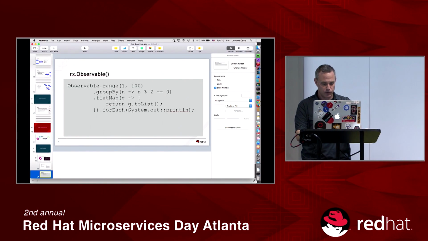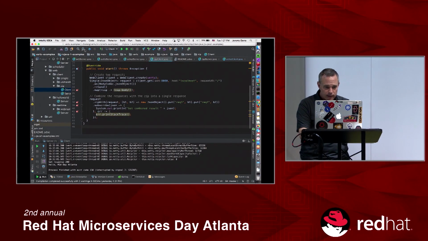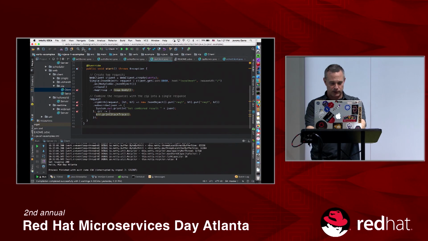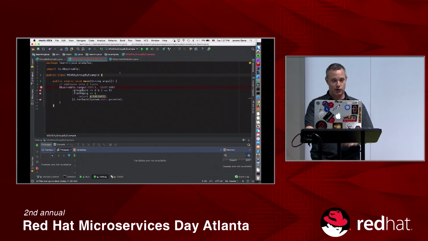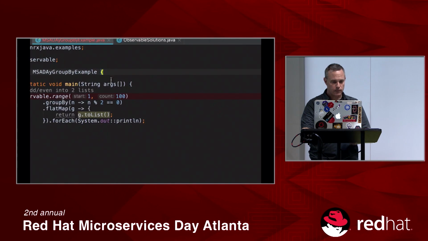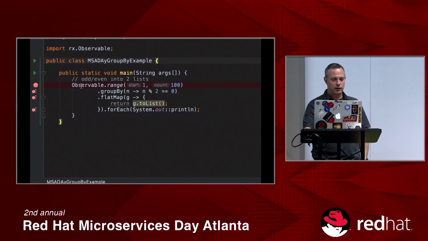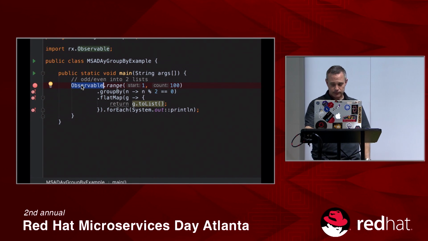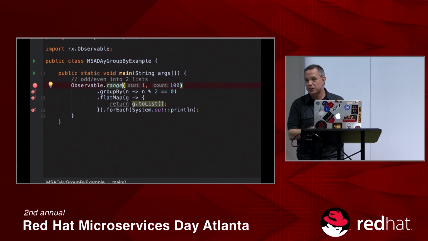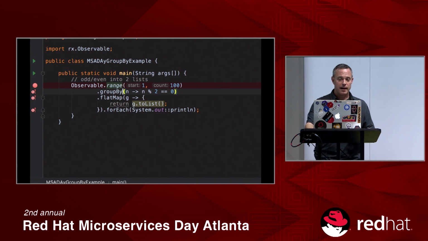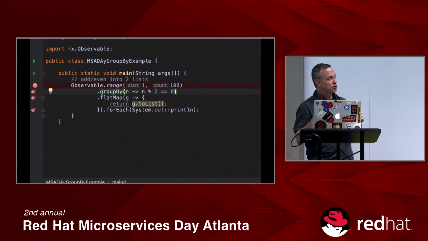Let's jump over to IntelliJ here and see how many IntelliJ windows I can have open. So if we look at this observable, we have an observable. And what it's going to do is we're calling this method range, which is a method on the observable, and we're just going to count to 100. And then we're going to sort.